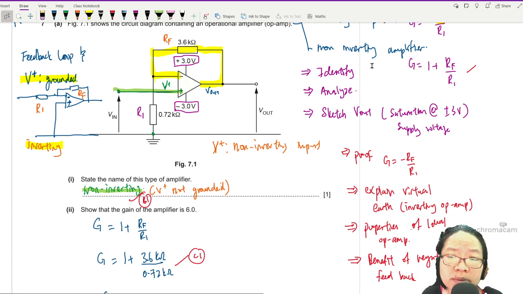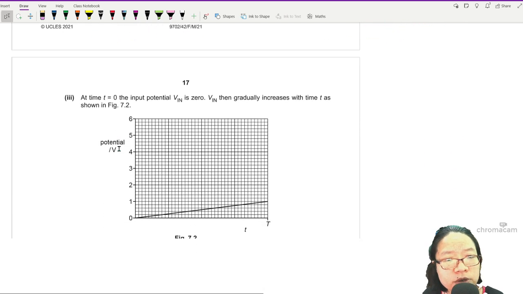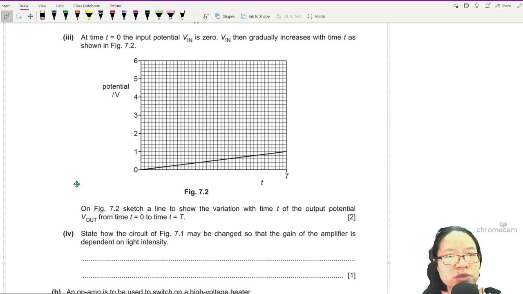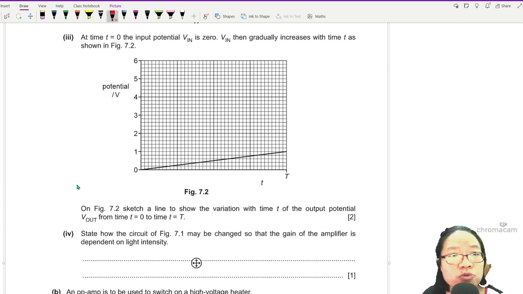So I will not go through them, but these are things that you should review if you're preparing for your exam. Next, this is a sketching question. At time t equal to 0, the input V in is 0, okay? V in is gradually increased with time t as shown in figure 7.2.